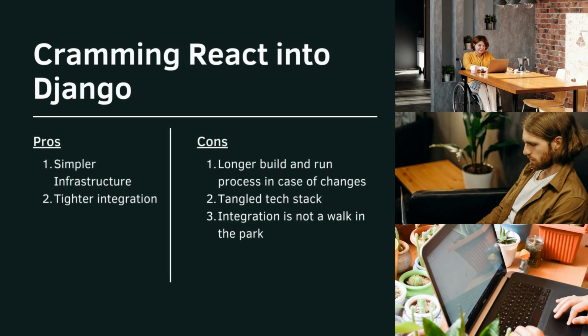There are several pros and cons for each. Let's start with cramming React into Django. The first pro is that it has simple infrastructure after being deployed. The second is data integration, whereby you can pass context data from the backend to the frontend via templates. The con is that it takes a longer build and run process in case of any changes. If you make a small change, for example in the backend, you'll need to build the frontend once more, which will take more time compared to having them separately.